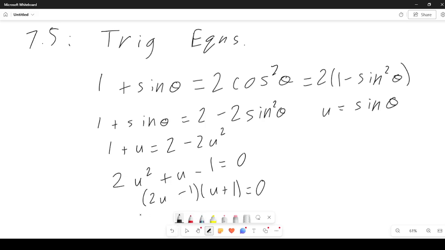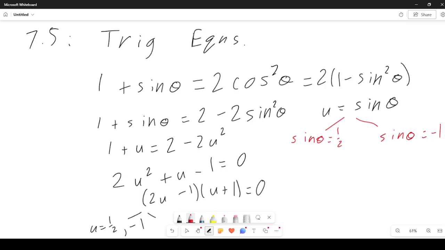So this splits into two different solutions. 2u minus 1 equals 0, so u is 1/2. And u plus 1 equals 0, so u is negative 1. All right, so that means this also splits into cases. Once we've solved for u, we then back substitute: sine theta equals 1/2, or sine theta equals negative 1.